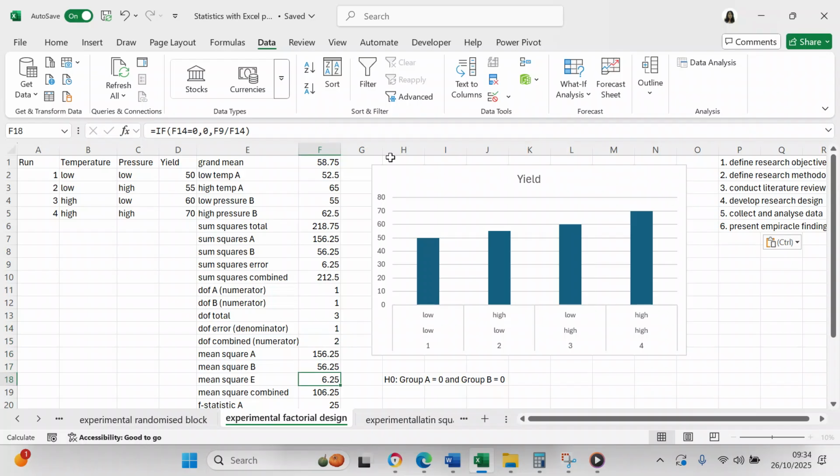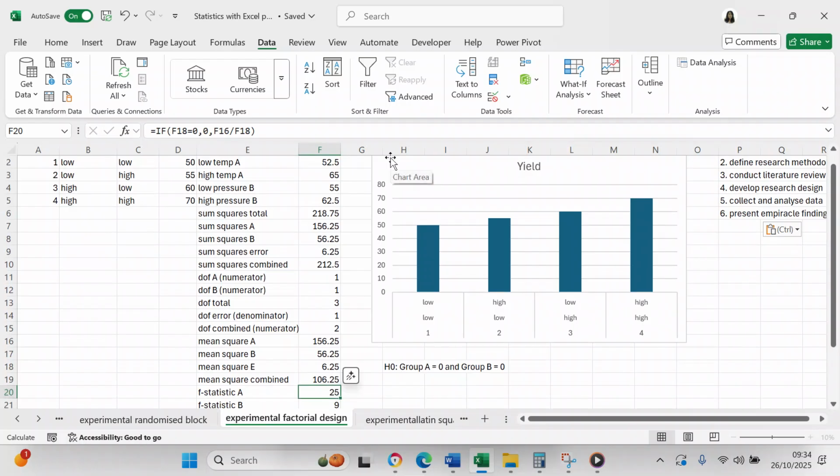You've got your mean squared E, that's your error, and that's if F14 equals 0, 0, otherwise F9 divided by F14, and that's 6.25. You've got your mean squared combined, which is F10 divided by F15, it's 106.25.